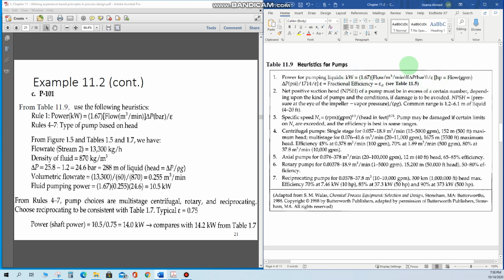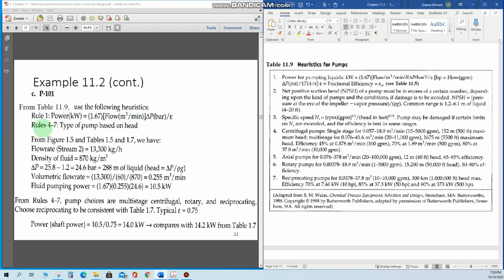Now we can use this equation to estimate the power required by the pump for pumping the fluid, where epsilon represents the efficiency. How can we actually calculate the efficiency? You can go back to table 11.5, or we can directly use some typical values for the efficiency in this example. So in rule number one, we get the equation to estimate the power requirement.